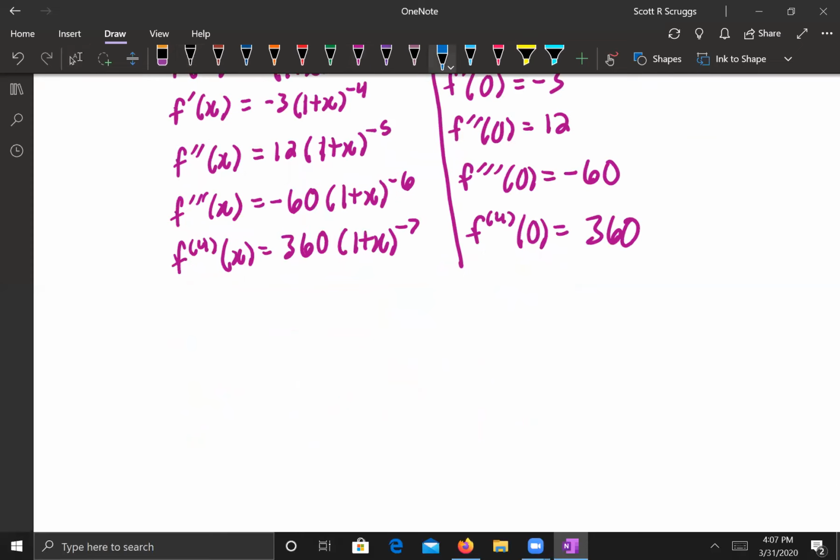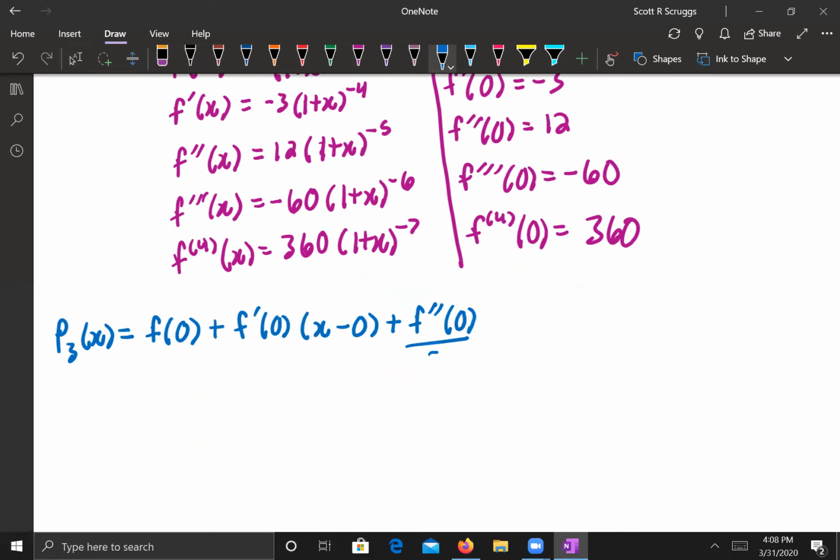All right, and now we're going to calculate third order Taylor polynomial. So f at the center plus the first derivative at the center times x minus 0, or the center, plus the second derivative at 0 divided by 2 factorial x minus 0 squared, plus the third derivative at the center divided by 3 factorial x minus 0 cubed.